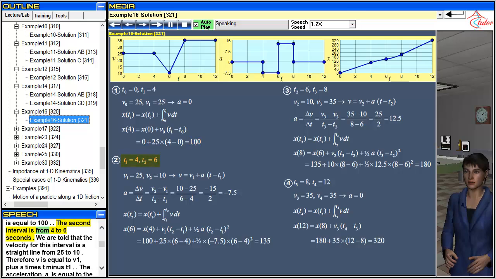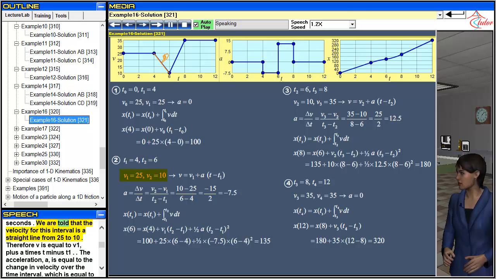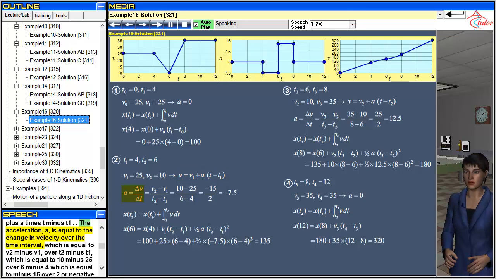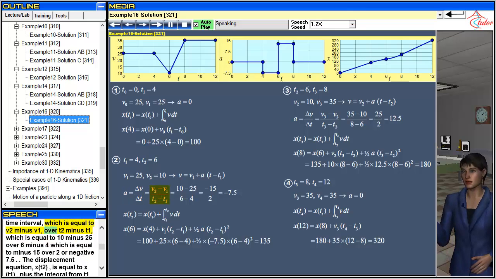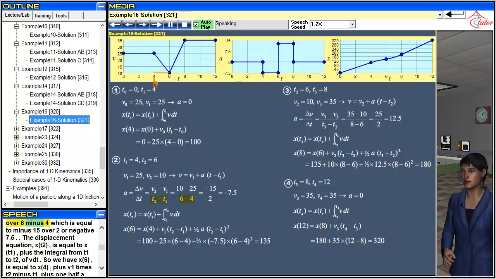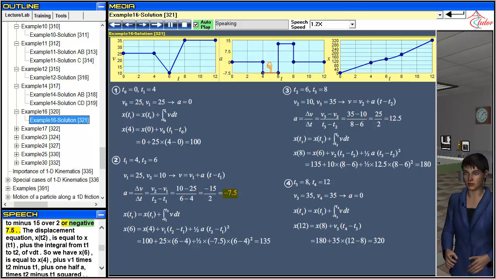The second interval is from 4 to 6 seconds. We are told that the velocity for this interval is a straight line from 25 to 10. Therefore v is equal to v1 plus a times (t minus t1). The acceleration, a, is equal to the change in velocity over the time interval, which is equal to (v2 minus v1) over (t2 minus t1), which is equal to (10 minus 25) over (6 minus 4), which is equal to minus 15 over 2, or negative 7.5.